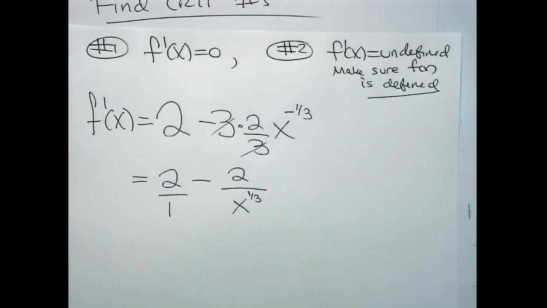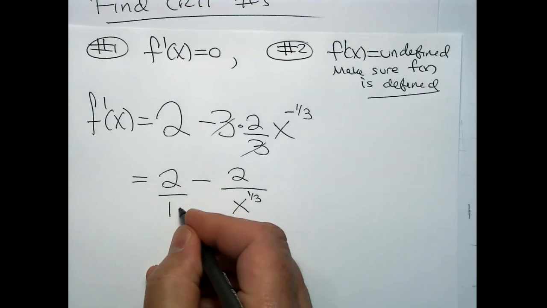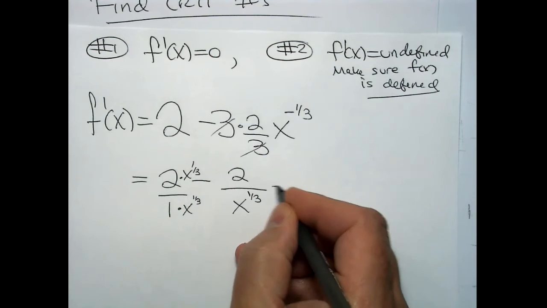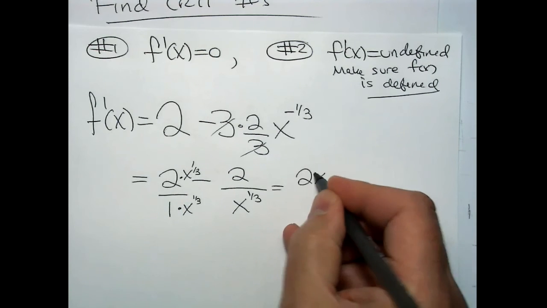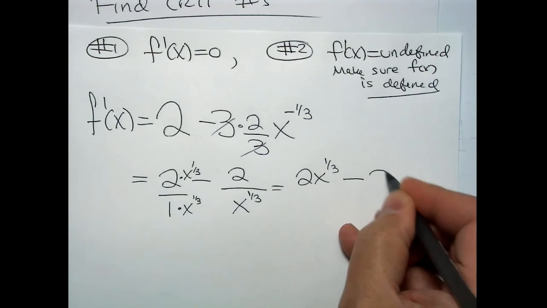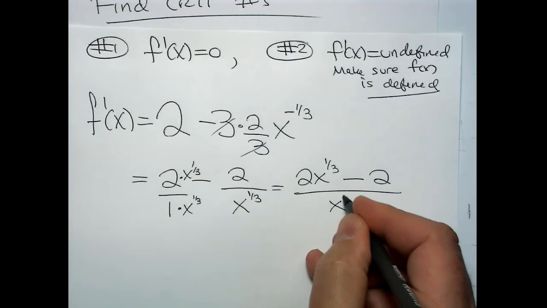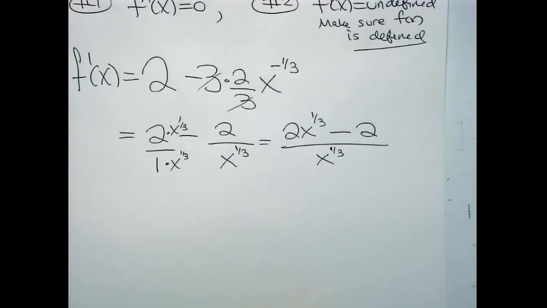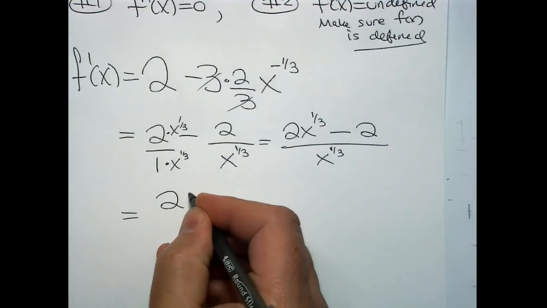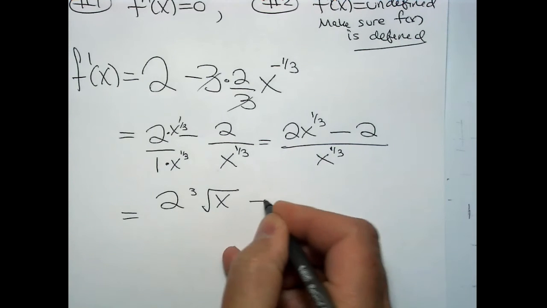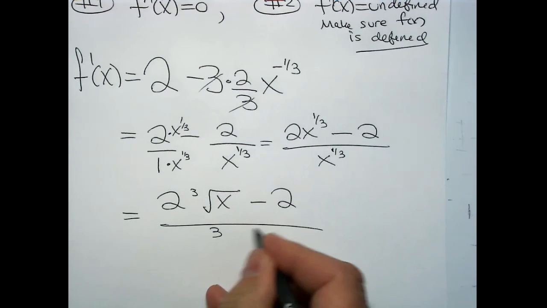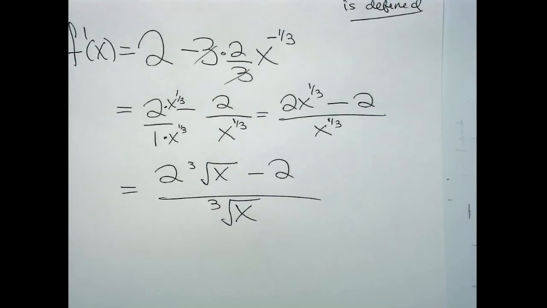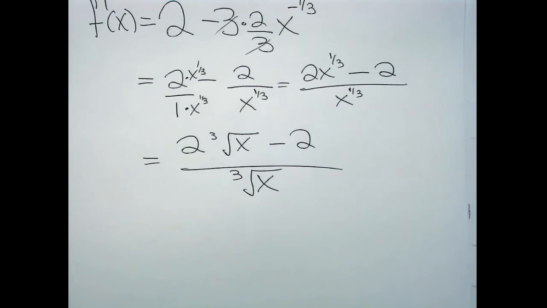Now, how do we make it one fraction? You need the lowest common denominator, which would be x to the 1/3. Let's put one here and one here. And in the end, we get 2x to the 1/3 minus the number 2 all over x to the 1/3. Now, I think we know what x to the 1/3 is. It's a cube root, so let's write it as a cube root. I realize this is not in simplest radical form, but that's okay.